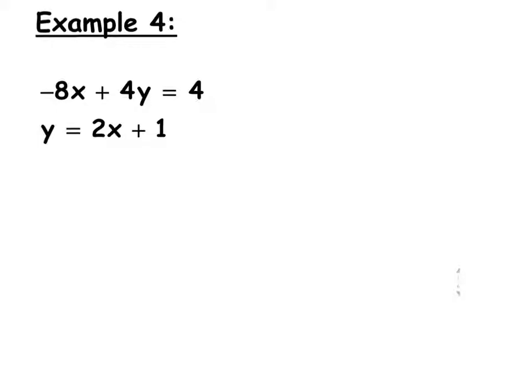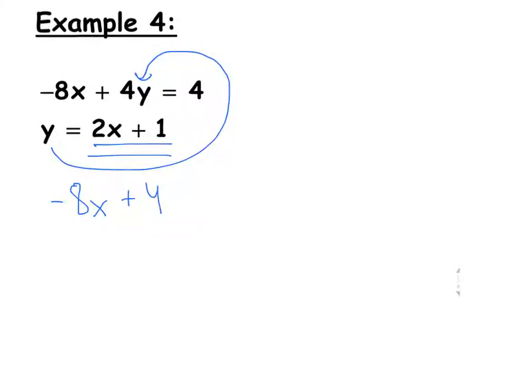Example 4 here, negative 8x plus 4y equals 4. Definitely don't want to solve for y from this equation, right? Too busy. I'd have to move the x over, divide by 4 to get y by itself, and then divide by negative 8. This is definitely not one I want to look at. However, the second equation is already solved for y: y equals 2x plus 1. So let's take that value and plug it into the first equation, so I get negative 8x plus 4 times 2x plus 1, and that's going to equal 4.